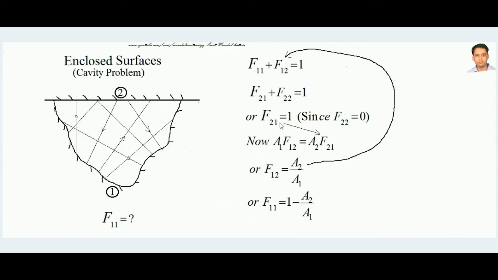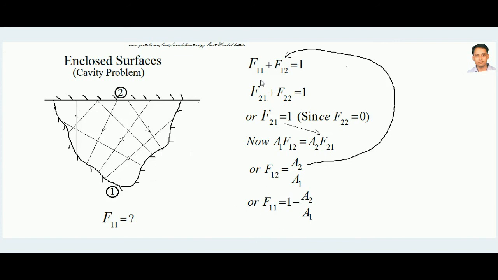So keeping the value of F₂₁ over here, what we will get? F₁₂ will be equals to how much? A₂ by A₁, because F₂₁ is 1. So F₁₂ from here we will get A₂ by A₁. Our first equation is F₁₁ plus F₁₂ equals 1 with respect to surface 1. This is the first equation. So keeping the value of F₁₂ in place of F₁₂, what I will get? F₁₁ will be equals to 1 minus A₂ by A₁. So this is the view factor of this concave surface of the cavity with respect to itself.